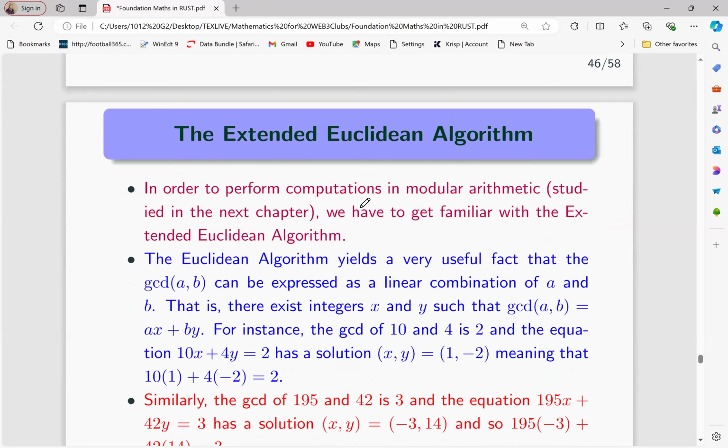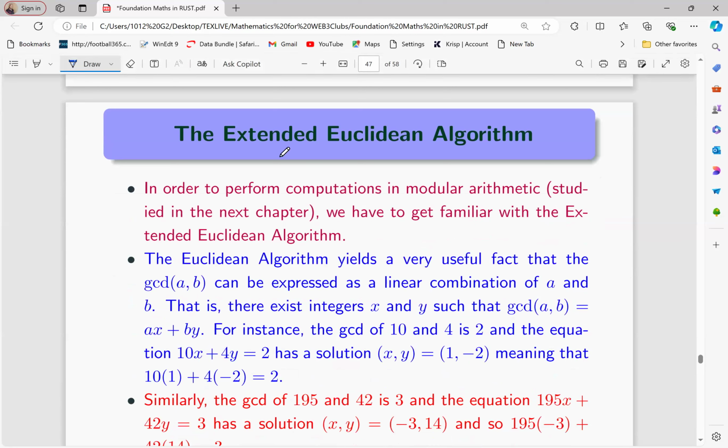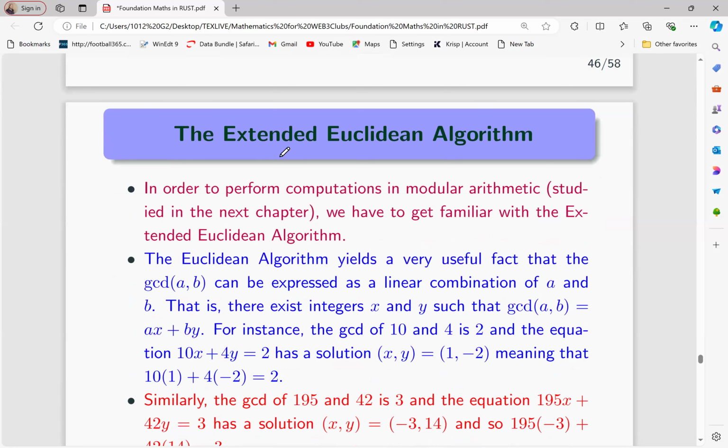Now let's look at the extended Euclidean algorithm. The Euclidean algorithm has given us the GCD. The extended one is supposed to also give us the GCD and not just stop there. It will then write the GCD as a linear combination of the two numbers.